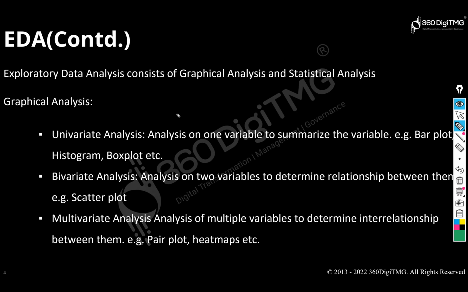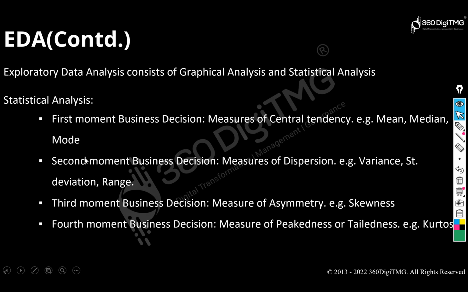So now we will jump into the bivariate analysis. We have scatter plot, then we have multivariate analysis, pair plot, heat maps, and all these things. So I hope it is clear now. First moment, second moment, third moment, and fourth moment we completed.